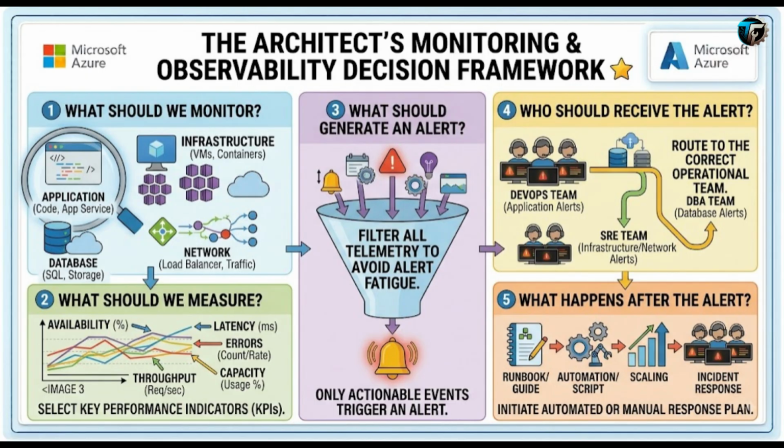Alerts must reach the right people, the team who can actually fix the issue. Finally, think about the response. Does the team follow a runbook, trigger automation, scale resources, or start incident management? This is architecture thinking, structured decisions about monitoring. It's not just memorizing Azure services, it's designing a system that works when things go wrong.